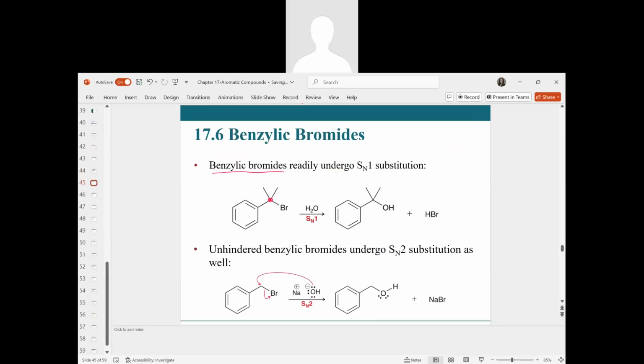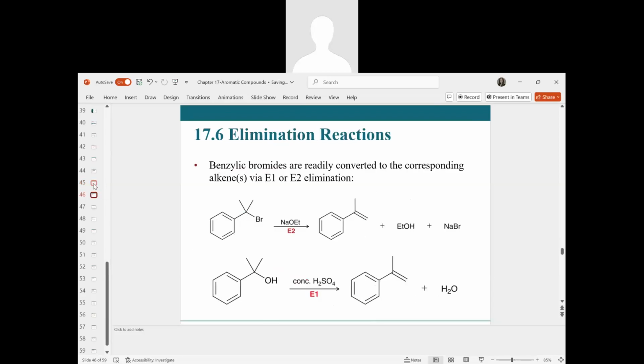We see it's a tertiary substrate, so it would undergo an SN1 substitution. So we can create this alcohol here. And an unhindered benzylic bromide, such as this primary site here, this can undergo SN2 substitution to produce this alcohol shown down here. So again, these benzylic bromides can be very useful in synthetic processes.